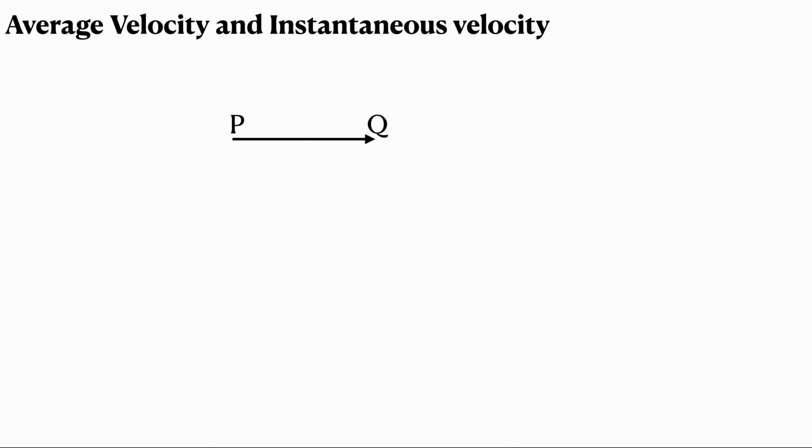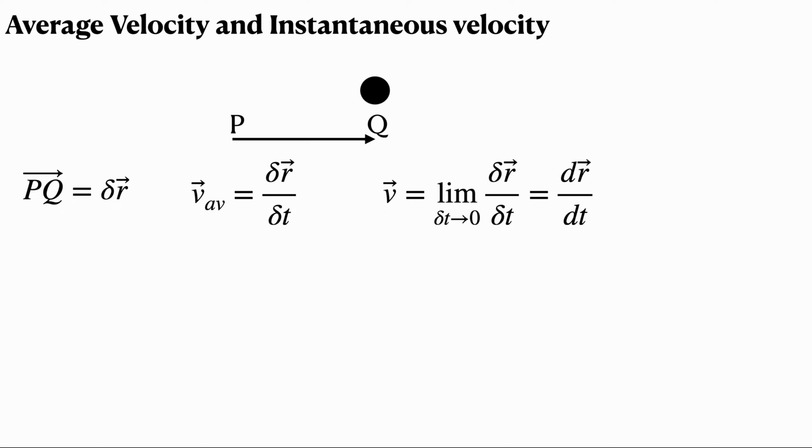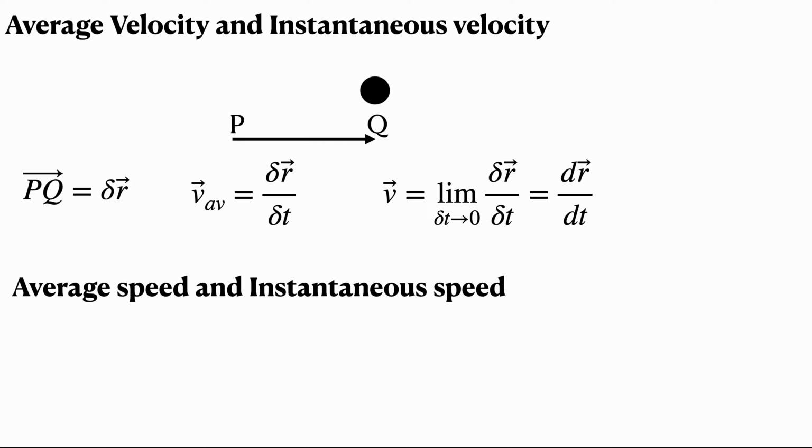Now let's discuss average velocity and instantaneous velocity. Suppose a particle moved from P to Q. The displacement of this particle will be vector PQ, and this will be equal to delta r. So the average velocity of this particle can be obtained by dividing delta r by delta t, and the instantaneous velocity can be obtained by taking the limit delta t tends to 0 of delta r upon delta t, and this is written as dr upon dt.